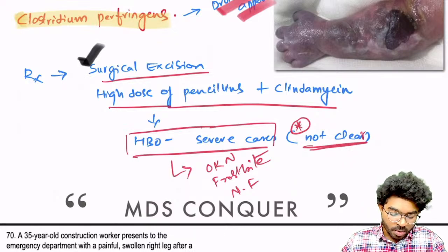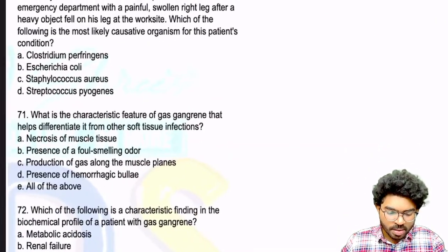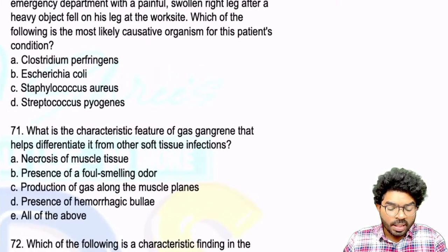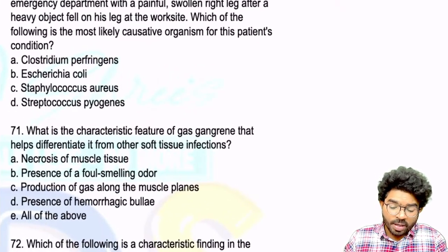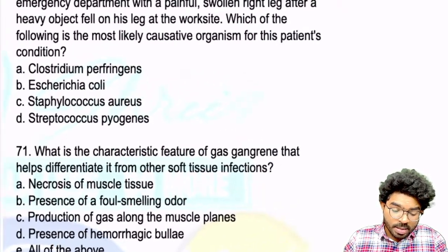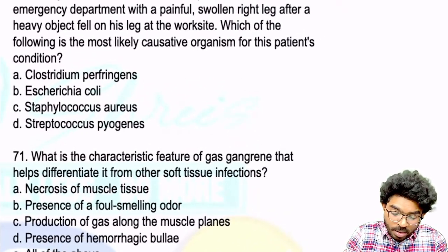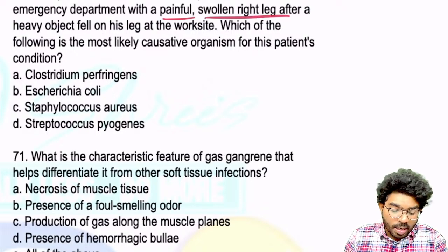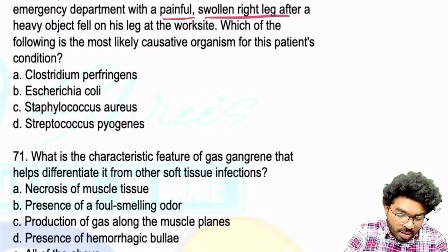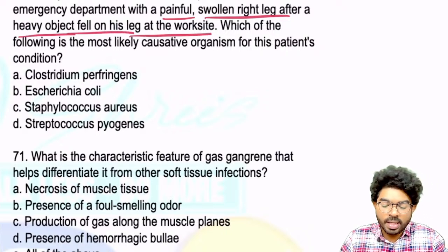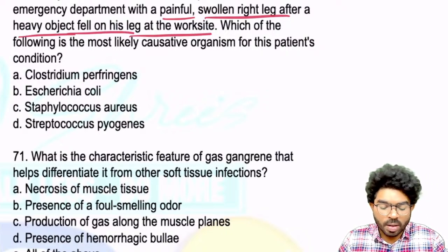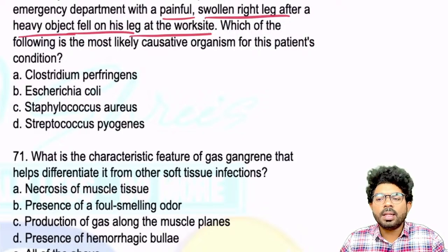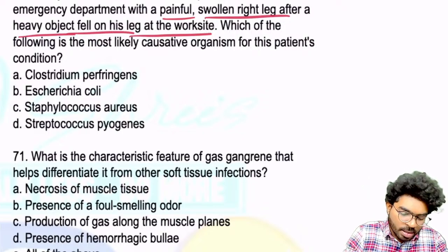So if we check out the questions which we have given here, question number 70. A 35-year-old construction worker presented to the emergency department with a painful, swollen right leg after a heavy object fell on his leg at the work site. Which of the following is the causative organism for this particular condition? This is a gas gangrene case, and the causative organism is option A.